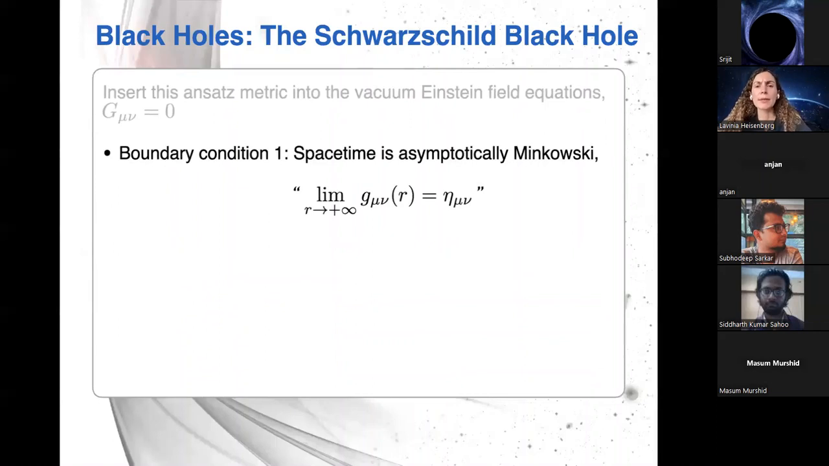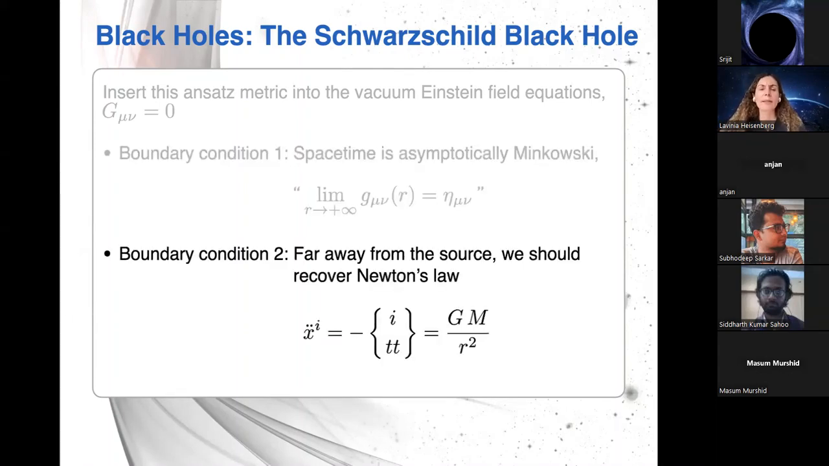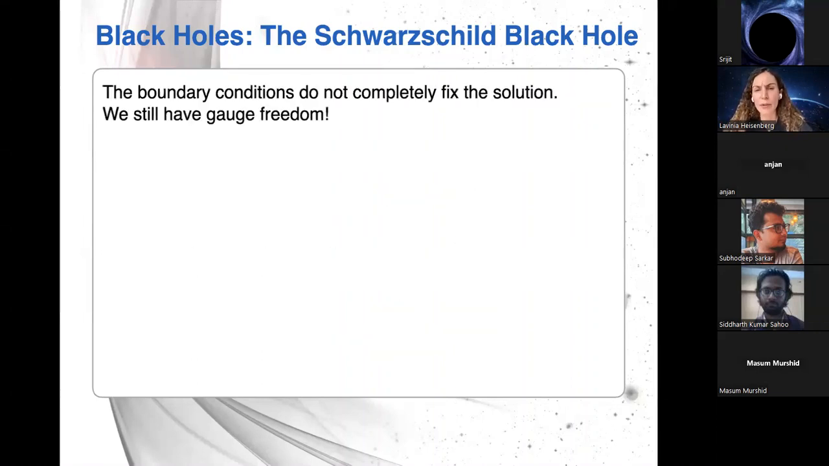In order to solve these equations, you have to introduce further conditions, namely very specific boundary conditions. One specific condition is that the spacetime is asymptotically Minkowski, meaning that if you go to far infinity, your metric should mimic Minkowski. The second condition is that at this far infinity from the source, we should recover Newton's law. This fixes the coefficients of your Schwarzschild solution in this very specific form.